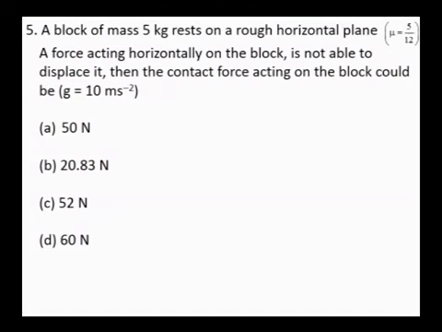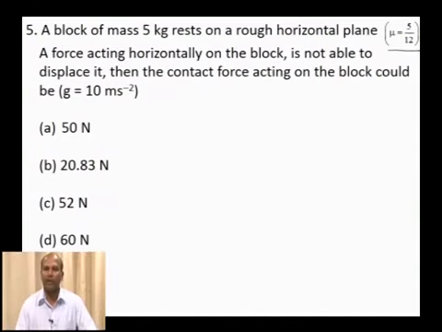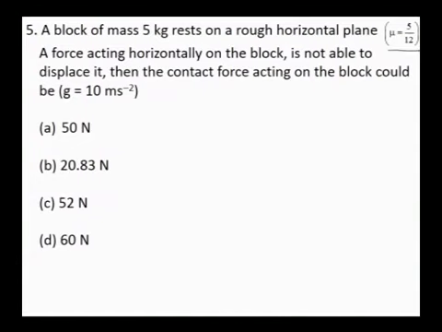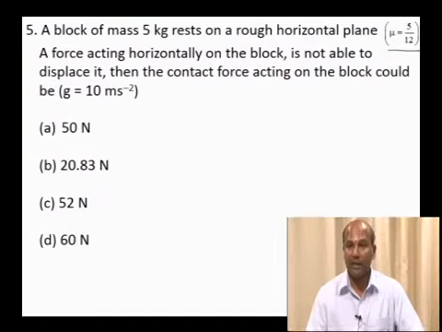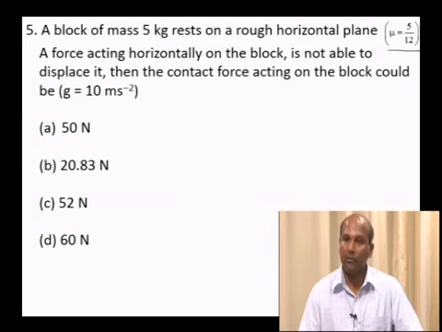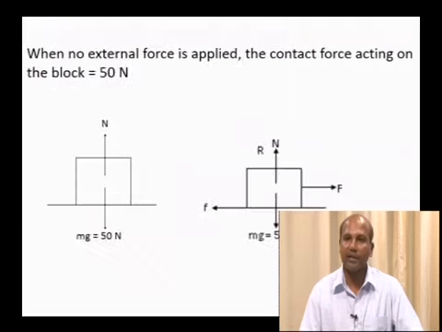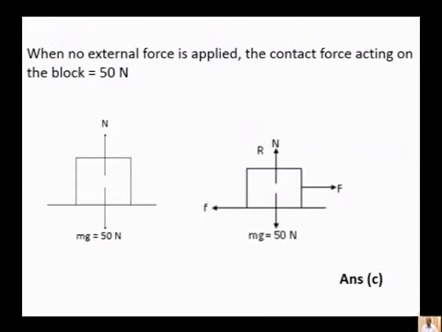A block of mass 5 kg rests on a horizontal plane. There, the coefficient of friction is given, mu is equal to 5/12. A force acting horizontally on the block is not able to displace it, then the contact force acting on the block would be, they have asked. So see here, this is very interesting. When no external force is applied, the contact force acting on the block is 50 Newton. That we know.